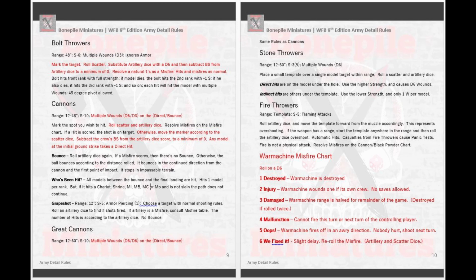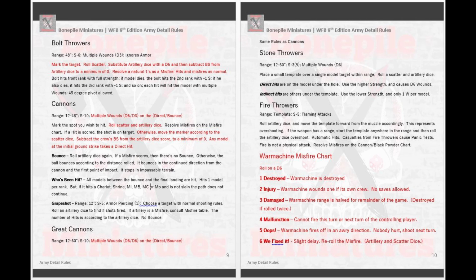And now the way you play the bounce is that you roll the artillery dice again. And if a misfire scores, then there's no bounce. Otherwise, the cannonball bounces according to the distance rolled. It bounces in the continued direction from the cannon and the first point of impact. It stops in impassable terrain.